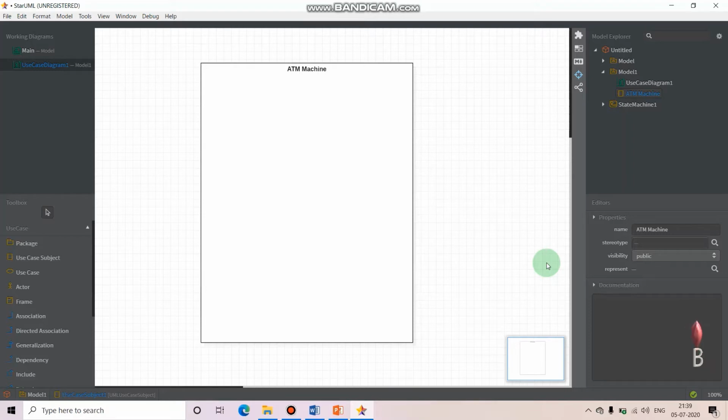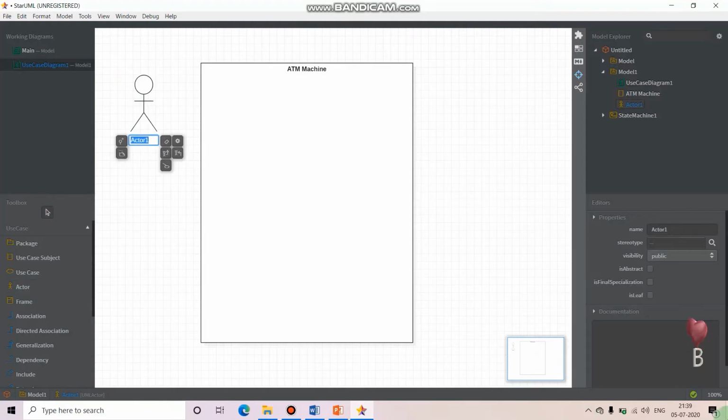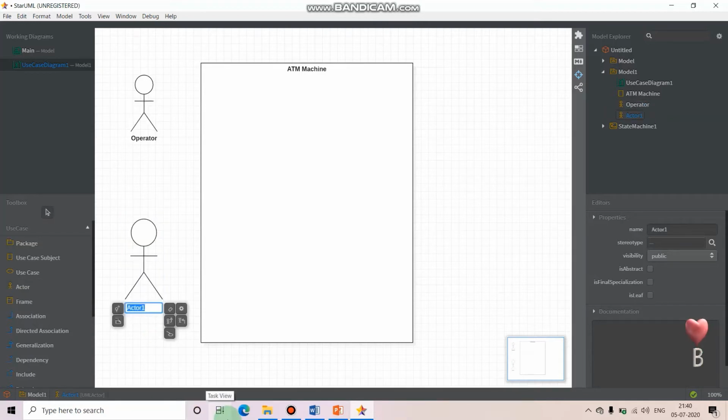The next thing you have to do is first find out who are the actors who perform a role in this system. So I'll select the actor here. One actor will be the operator, who will see to the startup and shutdown of the system. Then the other actor will be the customer, who will perform all these transactions of withdrawal, deposit, transferring money from one account to another account, checking how much balance they have in their account, etc. So the customer.